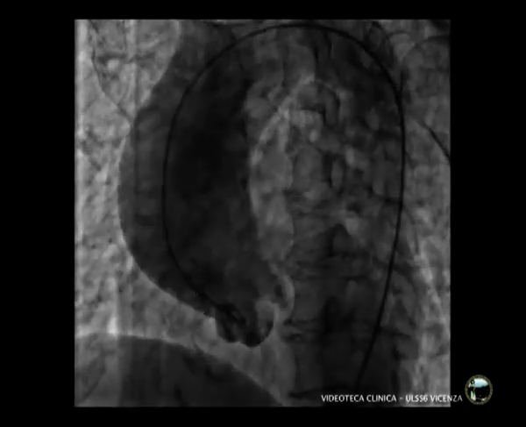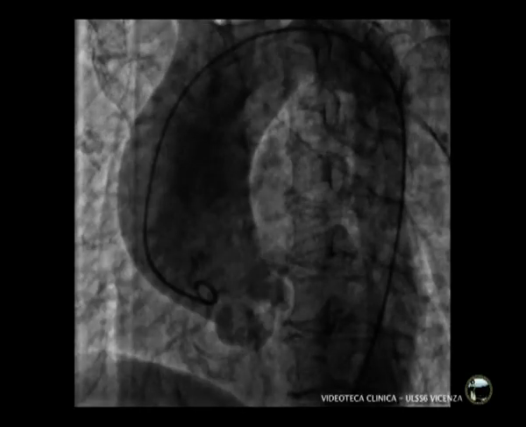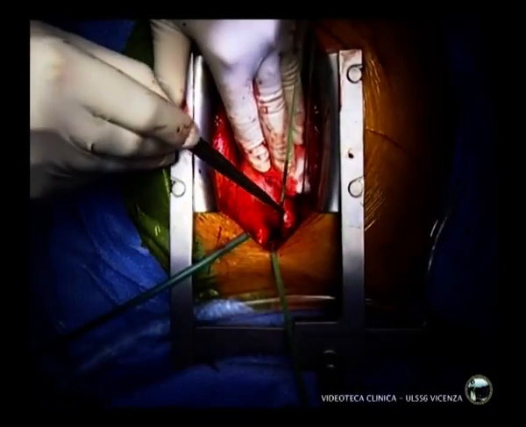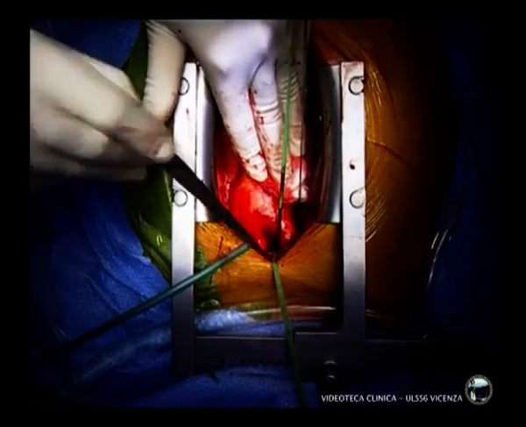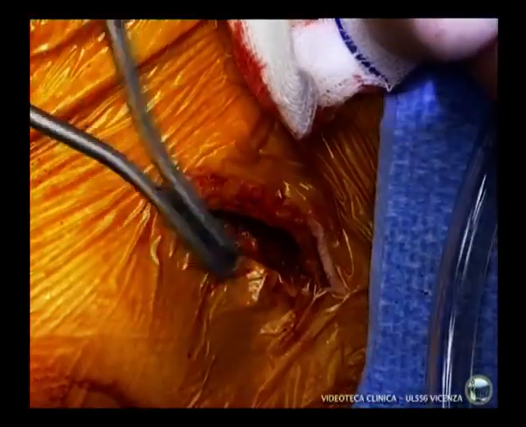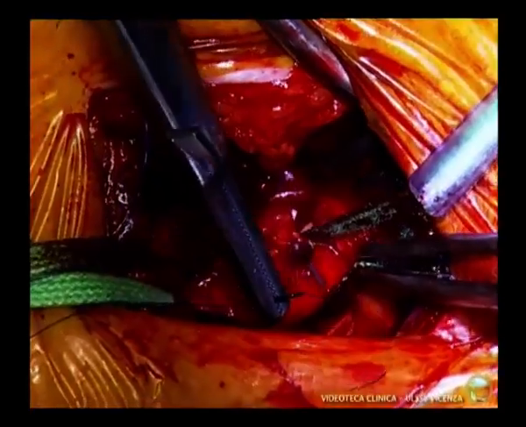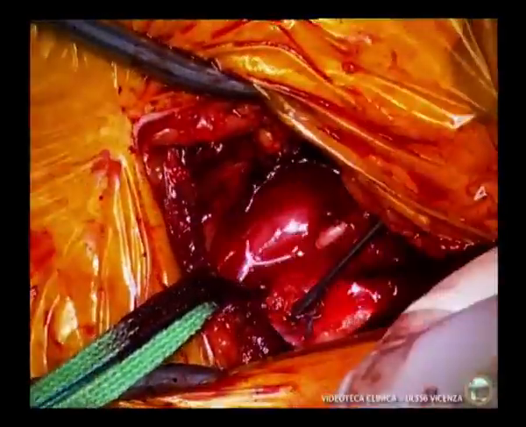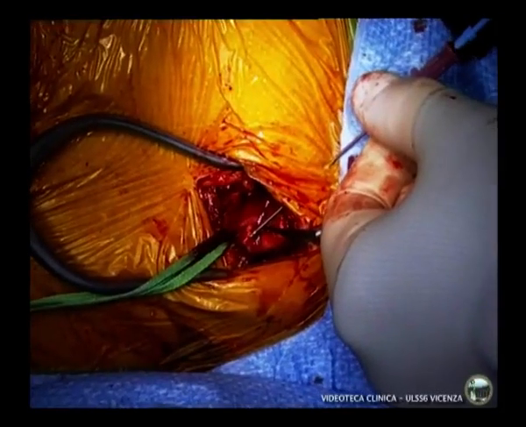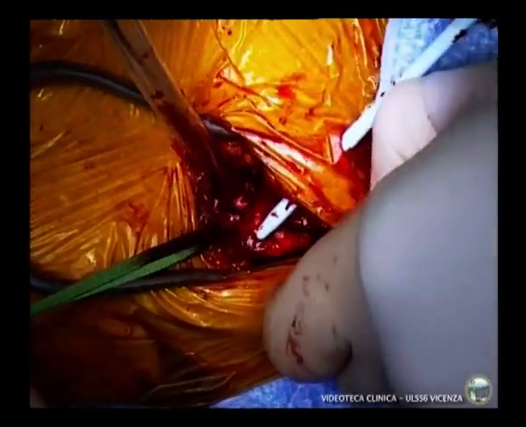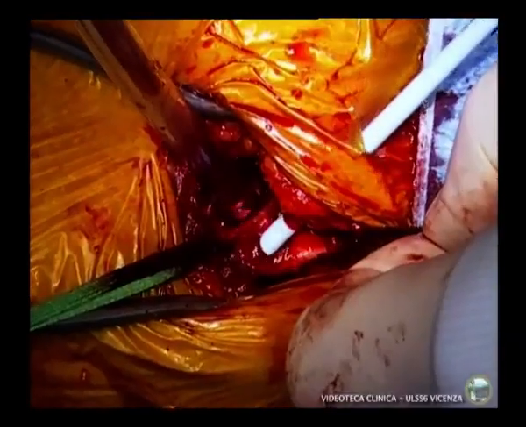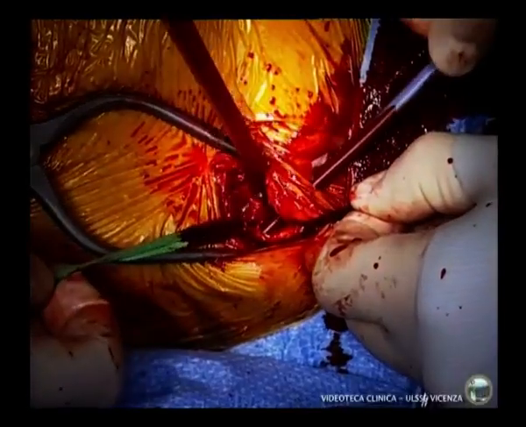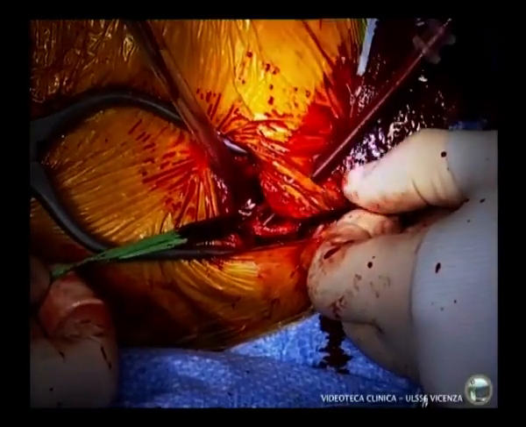This is the aortic angiography, with a clear involvement of the ascending aorta and aortic arch. Shown are the anonymous trunk and the left common carotid artery. Proceed with the isolation of the right axillary artery. A tobacco pouch is prepared. The direct cannulation of the artery should be performed with the Seldinger technique. The dilator helps to introduce the perfusion cannula.